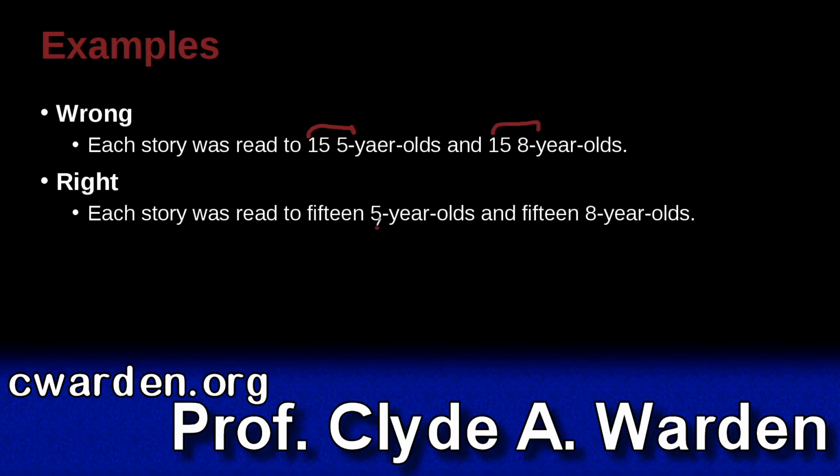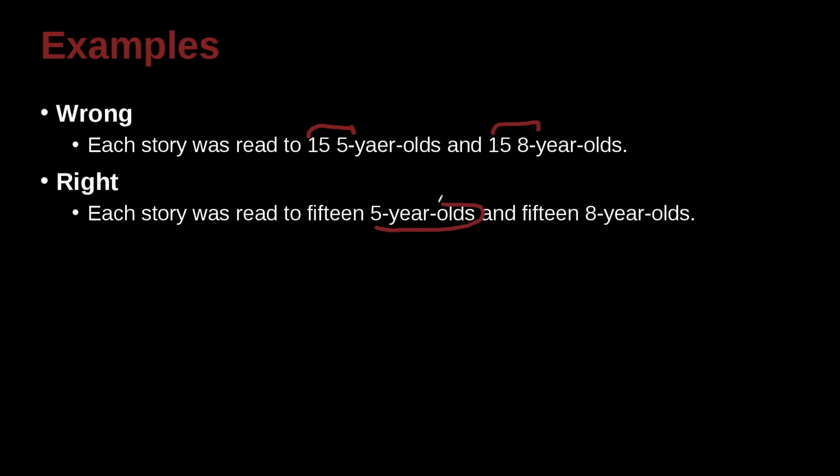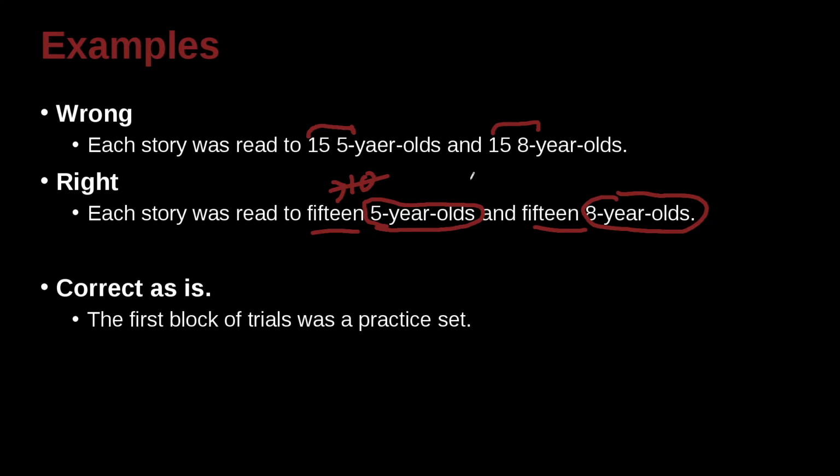And in this case, because it's a hyphen, this is kind of a group of 5-year-olds, and this is a group of 8-year-olds. We can't change that. But we can go ahead and spell out the words before, so fifteen and 15. Even though this is bigger than 10, so we should write it as a number, right? Well, no, this is a special case. The first block of trials was a practice set. So in this case, this ordinal, first, second, third.